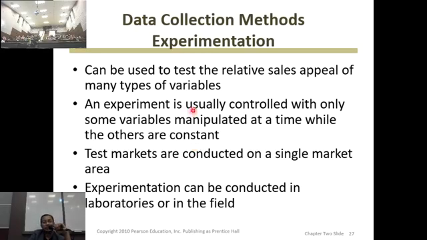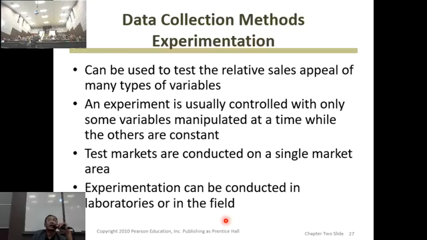Then we have experimentation. It can be used to test the relative sales appeal of many types of variables. An experiment is usually controlled, with only some variables manipulated at a time while the others are constant. Test markets are conducted in a single market area. Experimentation can be conducted in laboratories or in the field.